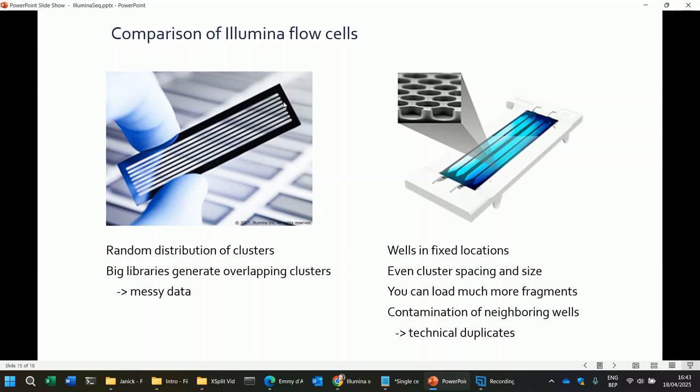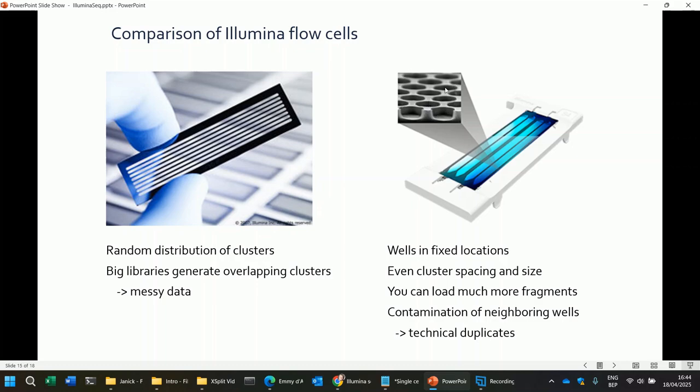On a glass slide, you have no control whatsoever on the location of the clusters. If you load a lot of fragments on these flow cells, they will generate overlapping clusters, and this will generate messy data. So on these flow cells, you always have to take care that you don't load too many fragments. On a patterned flow cell, this is not really an issue because the wells form physical barriers between the clusters so that they cannot overlap.